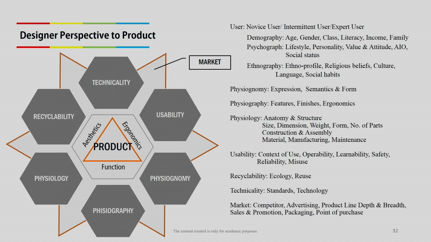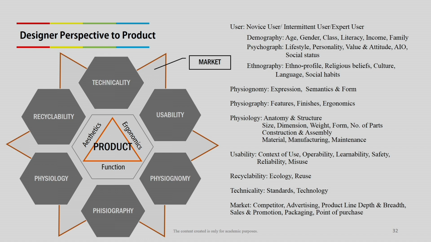The designer next will see the ethnography, the ethno profile of the user: religious beliefs, culture, language, social habits, etc. The next thing is physiognomy. Under this, the expression of the product form and its semantics will be considered. Next is physiography. Under this, the product features, attributes, finishes and ergonomics will come. Next is physiology. Under this, anatomy and structure will be considered.